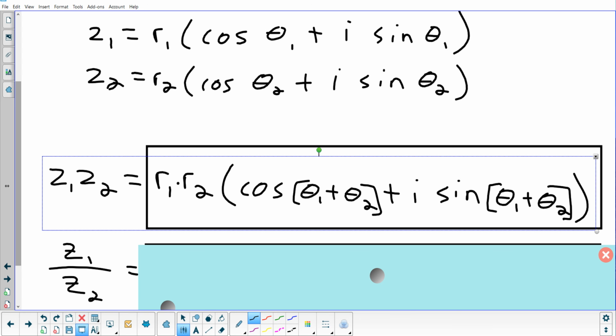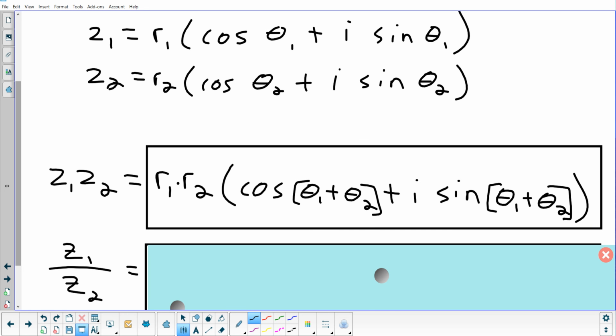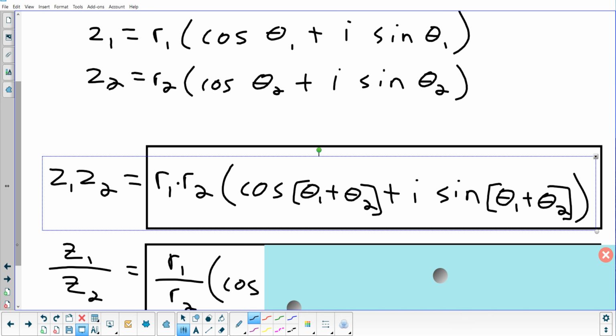And the formula for dividing is very similar. If you wanted to divide z1 by z2, you're going to take your two radii, and you're not going to multiply. Does anyone have a guess what you would do with r1 and r2 this time? Yep. Divide them. And you're going to take your two angles, theta 1 and theta 2, but you're not going to add them this time. What do you think you're going to do if you want to divide them? Yep. Subtract.